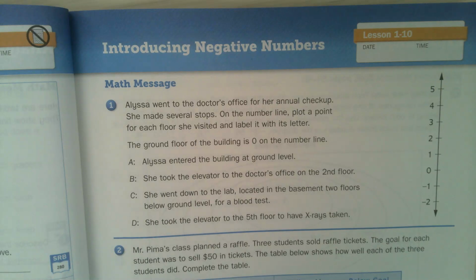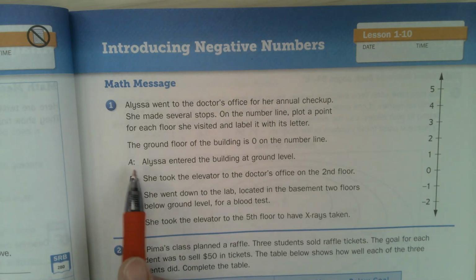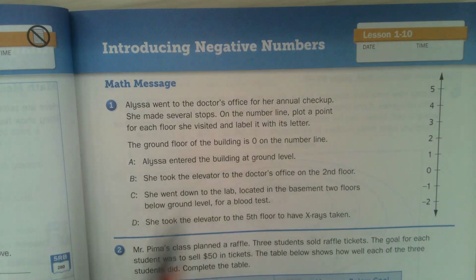Alyssa went to the doctor's office for her annual checkup. She made several stops. On the number line, plot a point for each floor she visited and label it with its letter. Now, I am going to read this and I want you to plot the point where it belongs. The ground floor of the building is 0 on the number line. A, you're going to put an A where Alyssa entered the building at ground level.